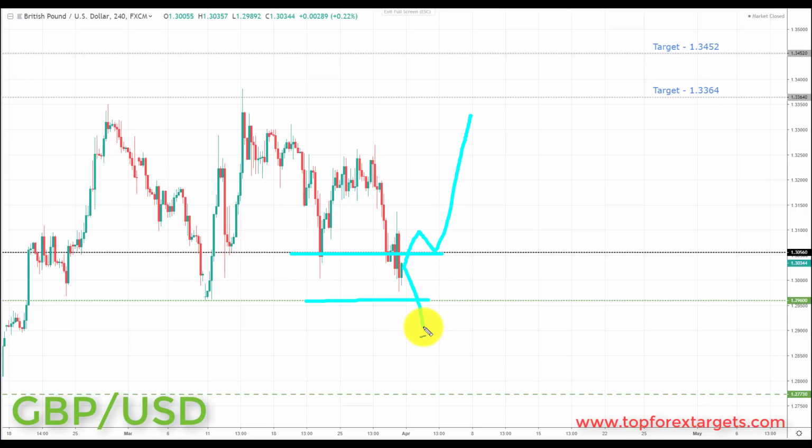But what we would like to see going into next week, although it could be played to the downside below the 1.2960, what we would prefer to see going into next week, we are looking for further advances as a preference in the pound dollar.